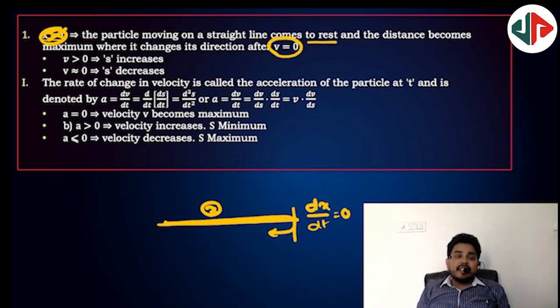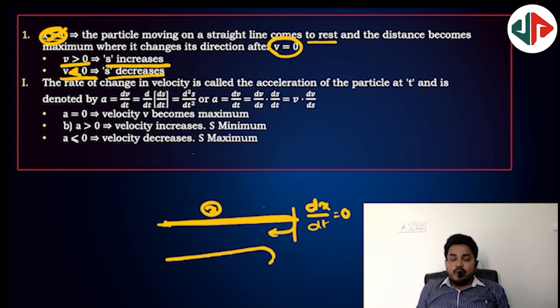And if velocity is greater than 0, displacement is increasing. Velocity is less than 0, s is decreasing. Velocity is negative when it is coming in the negative direction, the displacement is decreasing, whereas positive velocity is when you are going in the positive direction. Acceleration 0, velocity maximum.